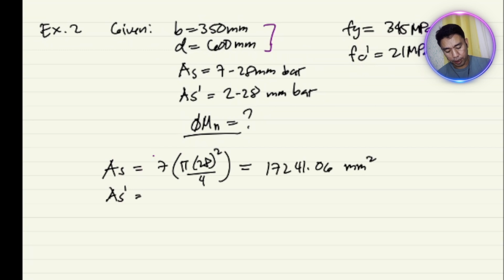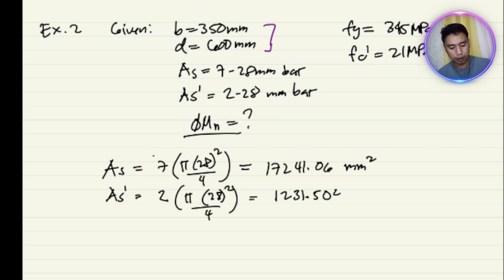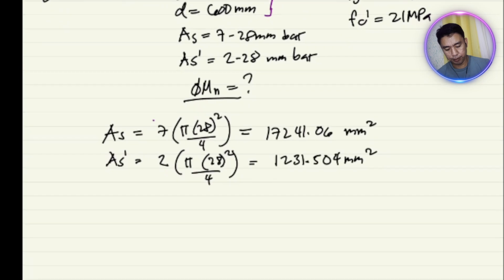Then the AS prime, para hindi na tayo mag-solve mamaya, solve na natin yung area. 2 times pi times 28 squared over 4. That's basically pi d squared over 4. So we have two of it, 1,231.504 mm squared.